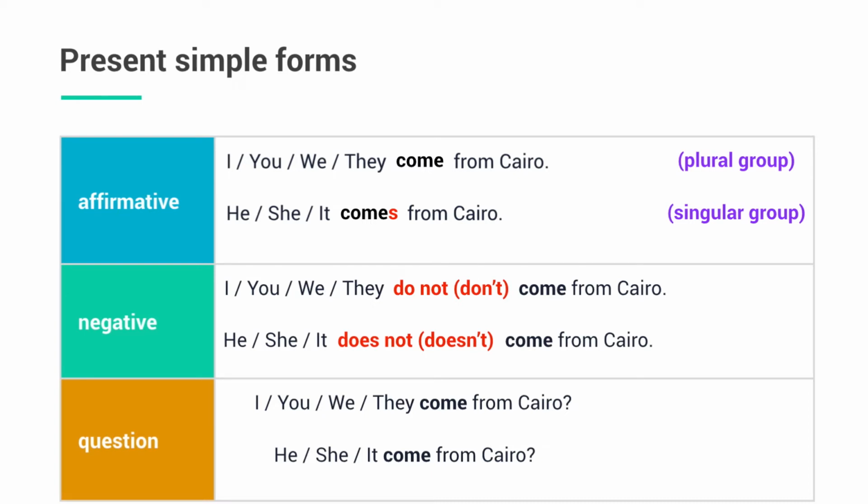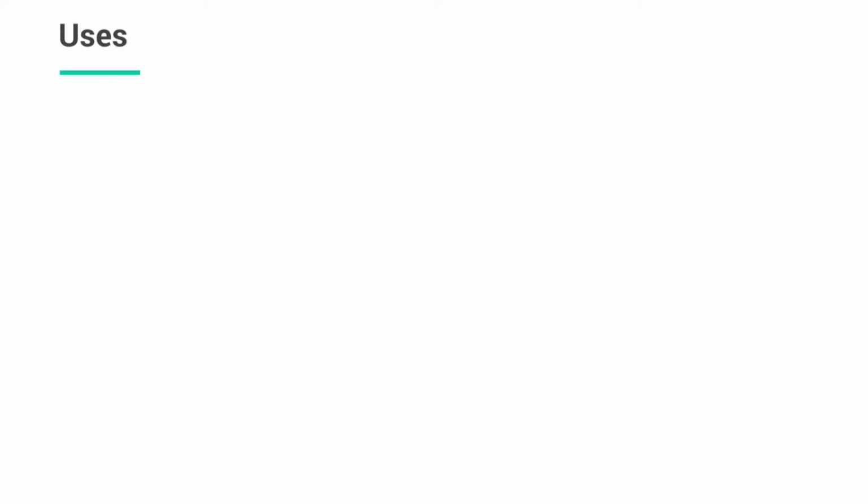After that, you only need to add do right in front of the sentence in case of plural nouns and does in case of singular nouns. Then it's all done. Okay, now you know all three forms of the present simple. Do you know when you should use it?